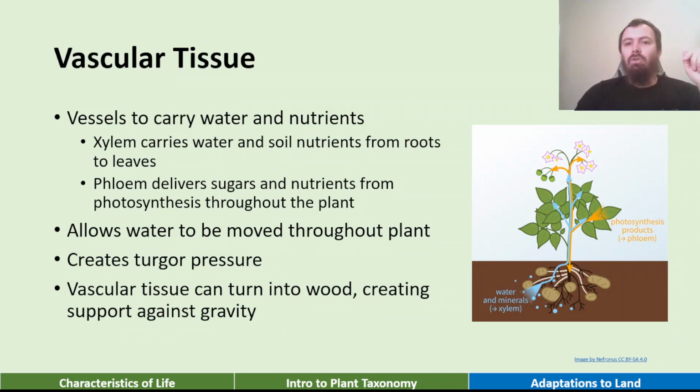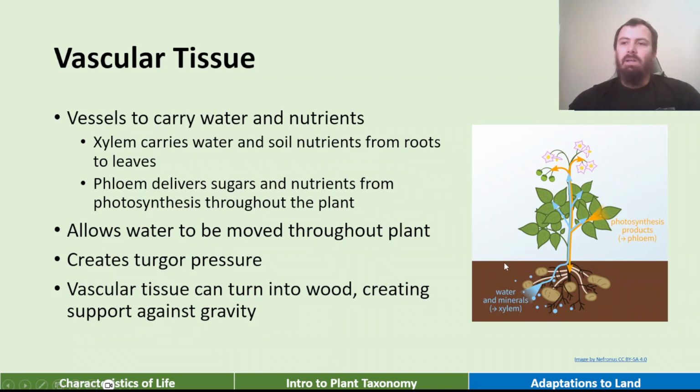Now, vascular plants have evolved to take water from one spot and move it to everywhere else in the plant. So they can transport water wherever it needs to go. So over here you can see a plant. You have roots down here. You have a shoot up here, flowers or whatever it might be.